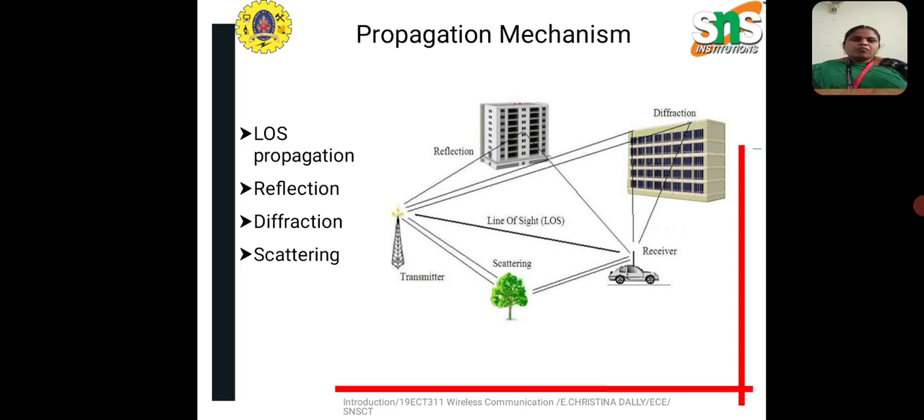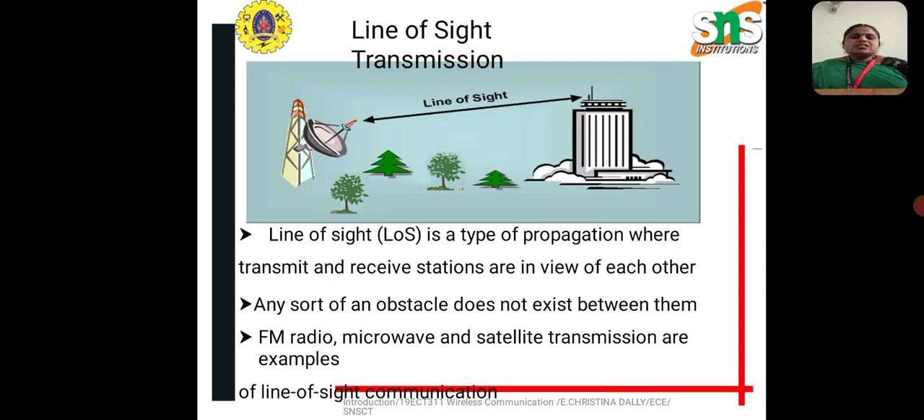It is very important. Before going to the propagation mechanism, we have to know what we mean by line of sight. Apart from that, we are going to discuss what we mean by reflection, diffraction, and another one, scattering. So, line of sight transmission. Line of sight is nothing but a type of propagation where the transmit and receive antennas are in view of each other, and there is no obstacle between them. Here, FM radio, microwave and satellite transmissions are examples of line of sight.